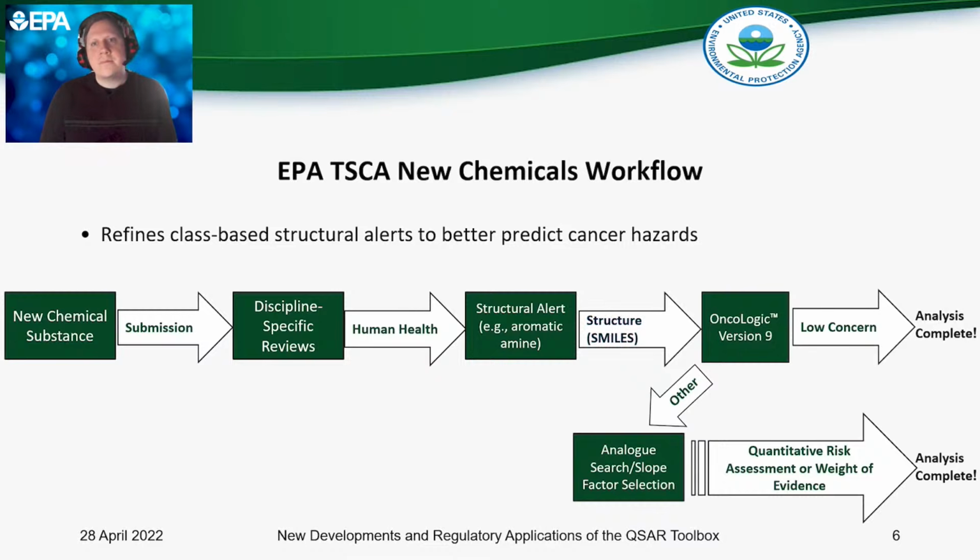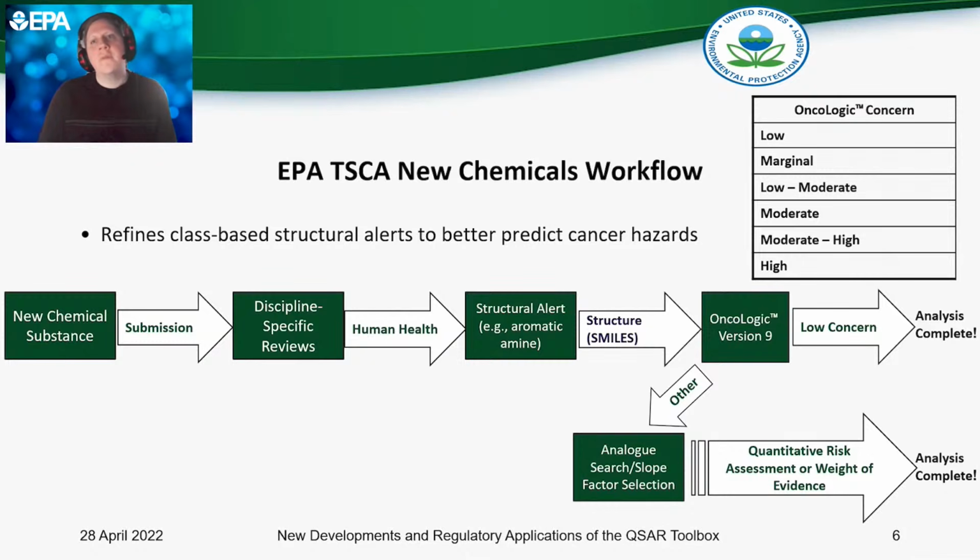So again, the concern levels go from low to high. So if it's low, then we can basically finish up with the cancer part of the assessment. If we get a different result, then what our team will do is perform an analog search to look for slope factors so that we can perform a quantitative risk assessment or weight of evidence analysis. So a low result is actually relatively common, and it can help save our team time in eliminating the need for an analog search.